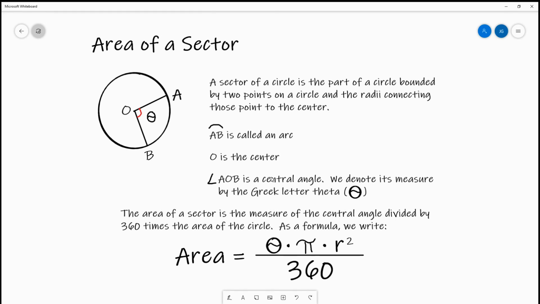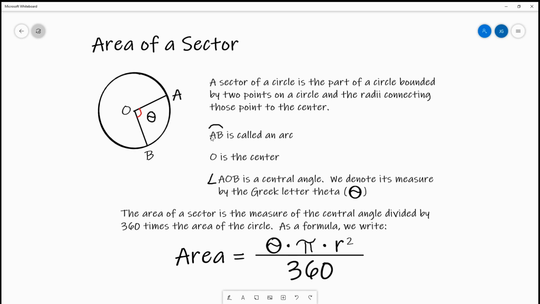What exactly is a sector? A sector is a portion of a circle. It is defined by the section of the circumference of the circle between 2 points. We call this an arc. And then by 2 radii that connect the 2 points, the 2 endpoints of the arc, with the center of the circle. On the circle that I've drawn here, our arc is defined by points A and B, right?